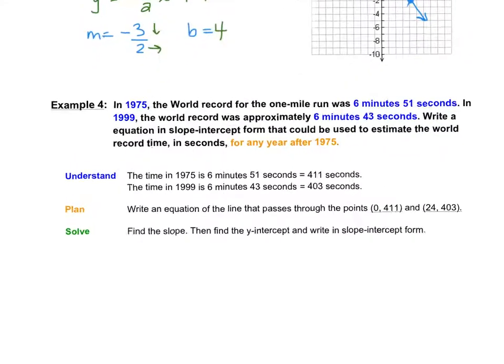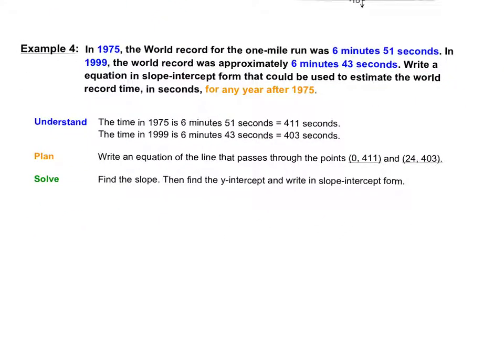So a real-world application of slope-intercept: if you look at this question, in 1975, the world record for the 1-mile run was 6 minutes, 51 seconds. In 1999, the world record was approximately 6 minutes, 43 seconds. Write an equation in slope-intercept form that could be used to estimate the world record time for any year after 1975. So they want you to write it in y equals mx plus b.